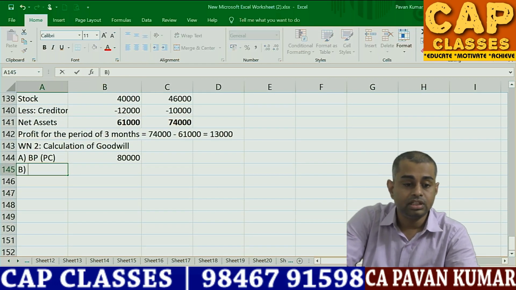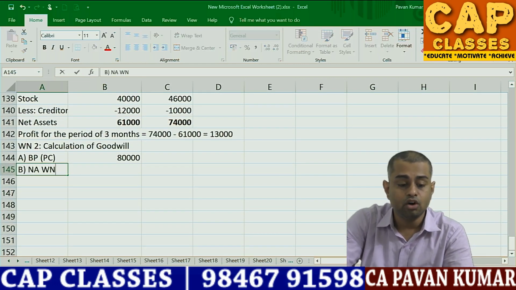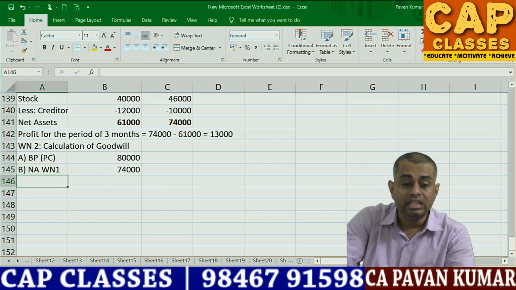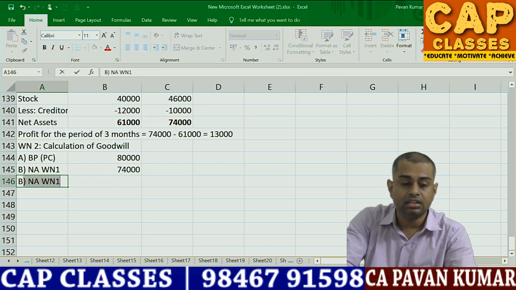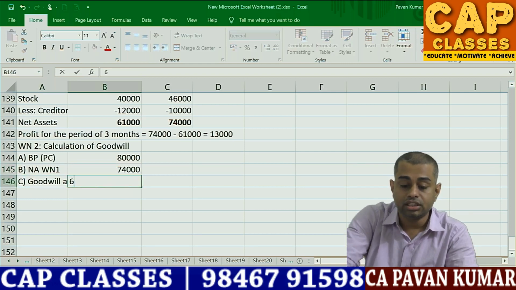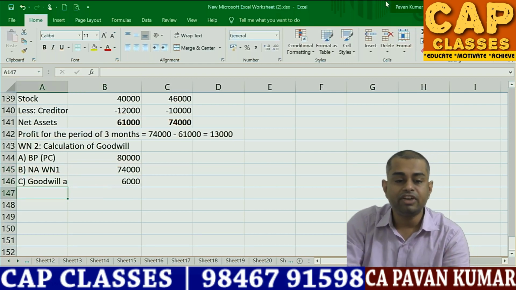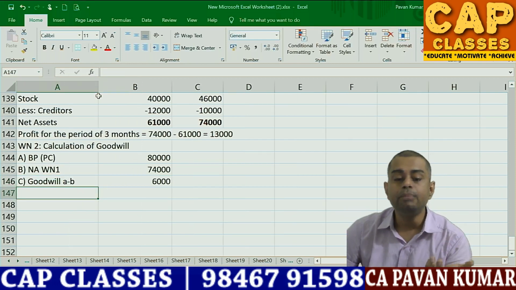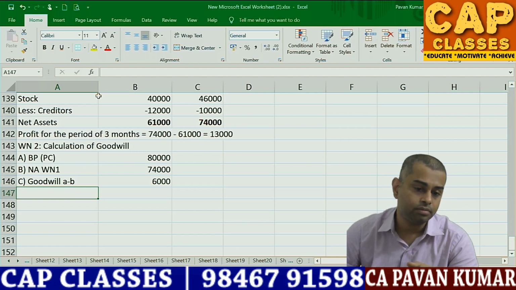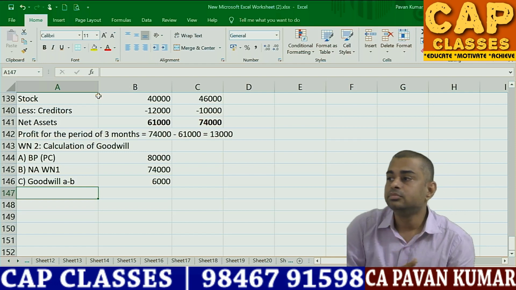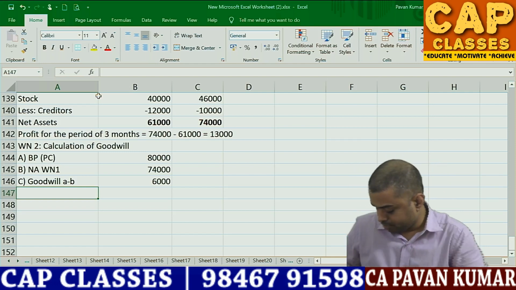B. Net assets taken over as per working note 1. In working note 1 clearly you can see on the date of acquisition 74,000 is the net assets. Therefore C. Goodwill is equal to A minus B, that comes to 6,000. Isn't it a simple working note? Goodwill 6,000. Now we'll prepare business purchase account. So copy working note 1 and working note 2. Do it fast, don't take much time, simple calculations.